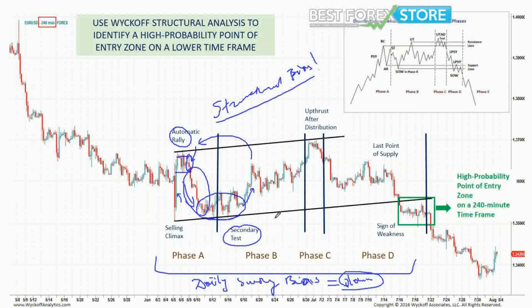Or you could totally negate that and say, no, the structure is always going to supersede the daily swing. I might have the structure on the lower time frame, but the daily swing bias is going to be to the downside. So therefore, I'm going to trade the same size. So it's up to you.